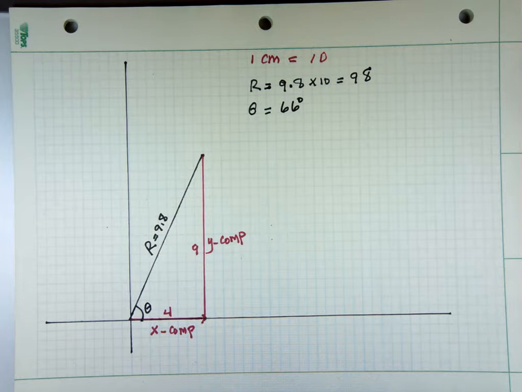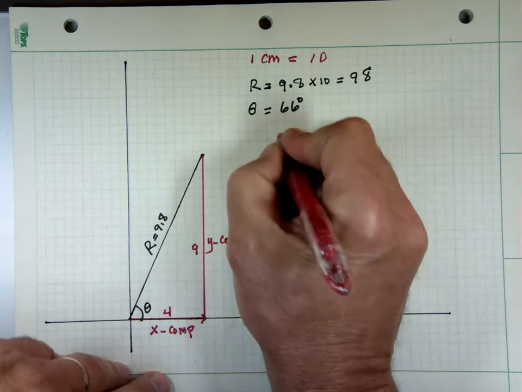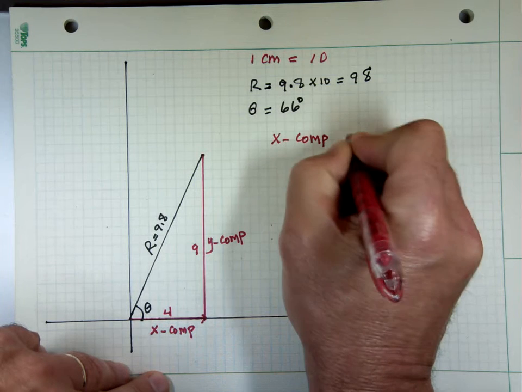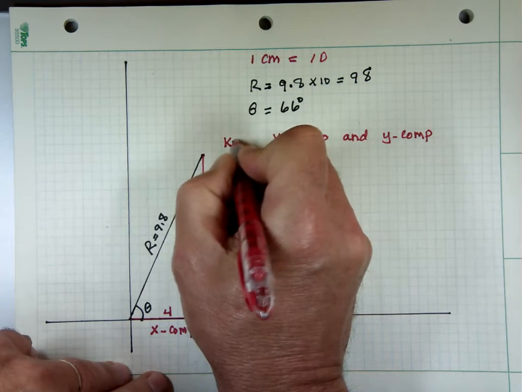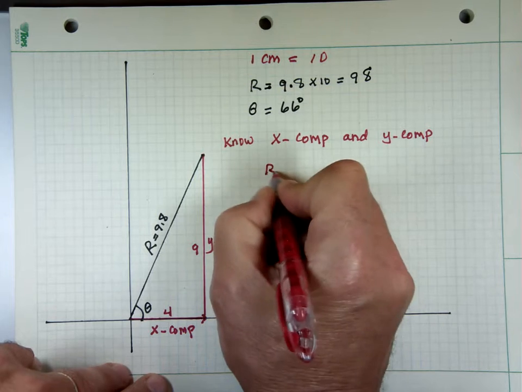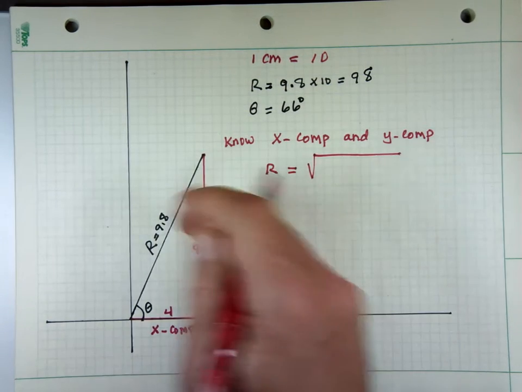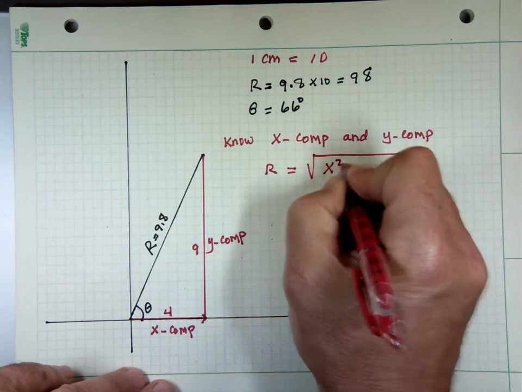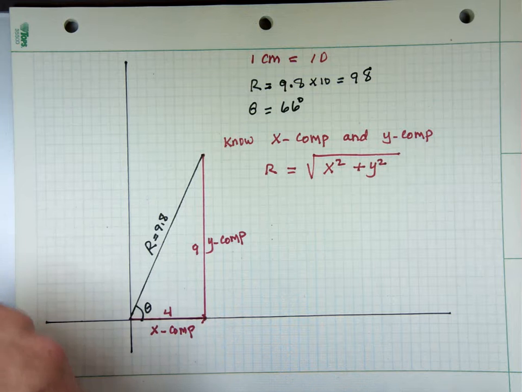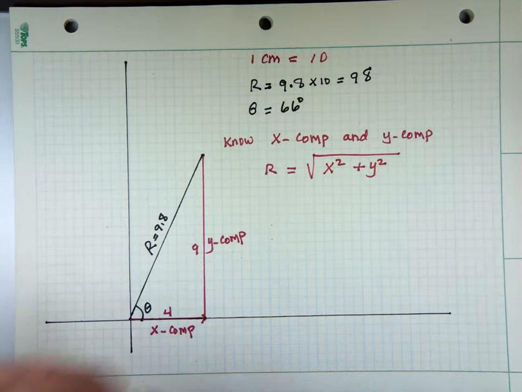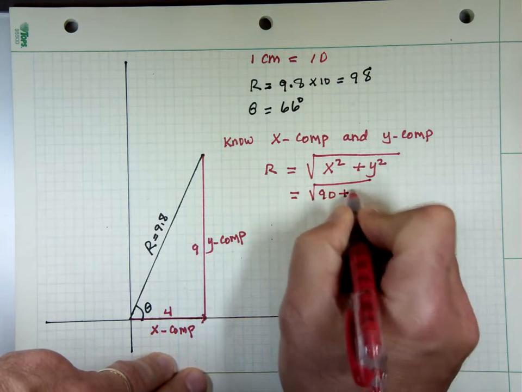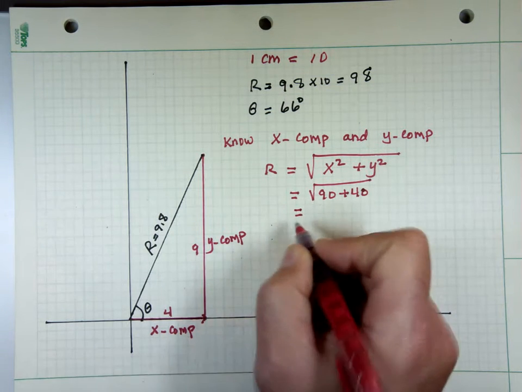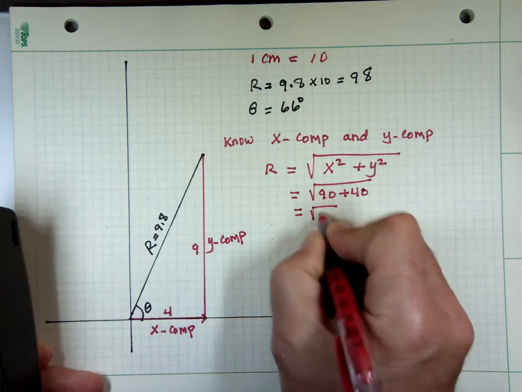Let's see what the numbers mathematically should be. If you know the x component and the y component, so we know these, then to get r, it's always going to be the square root. Pythagorean's theorem. Remember Pythagorean's theorem? X squared plus y squared. So in this example, it will be the square root of 90 plus 40, which is the square root of 130.